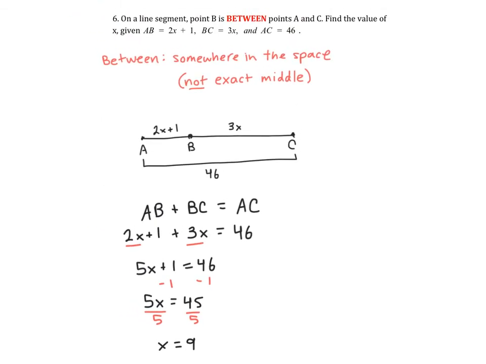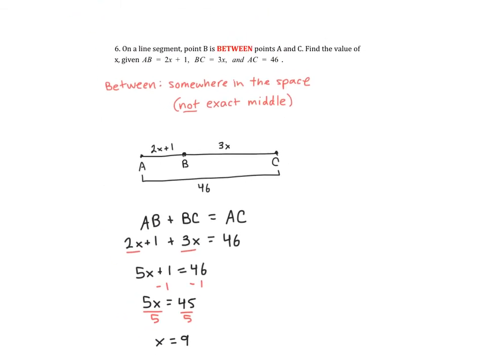Now before we box our answer, let's go back and double check what they were asking. They were asking us to find the value of x. So that's exactly what we did. So x equals 9 is our answer. But just make sure that you're actually answering the question that they were asking.